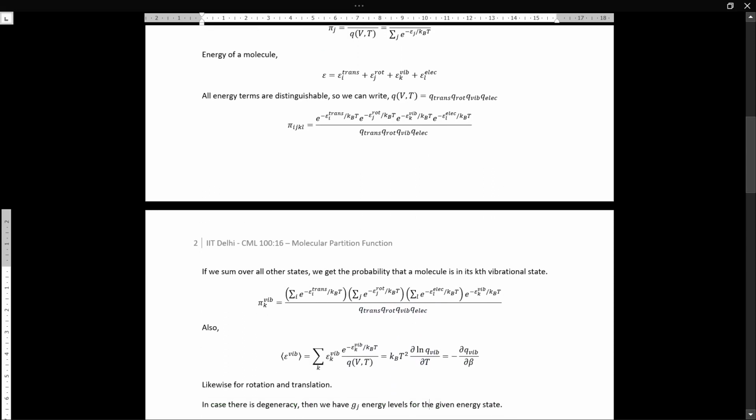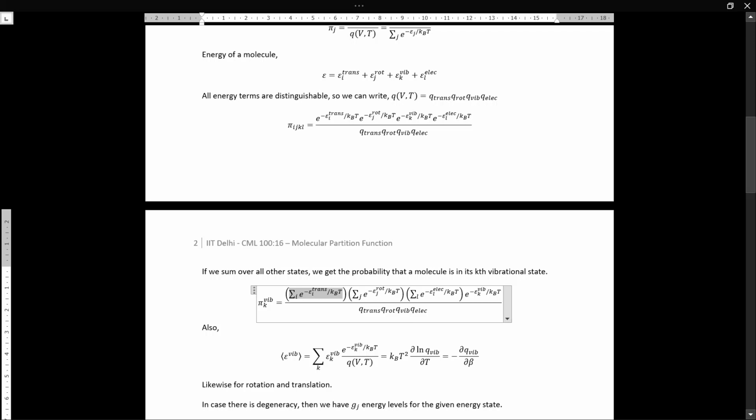And if you want only one particular energy state, for example the kth vibrational state, then all the rest of the probabilities have to be in one of the translational states. So the translational probability has to go to 1, right? Which means I just sum up over all the possible translational probabilities, which is sigma over i of e to the power minus epsilon i translational by kT, which is nothing but Q translational, right? And divide that by Q translational, so that goes to 1.